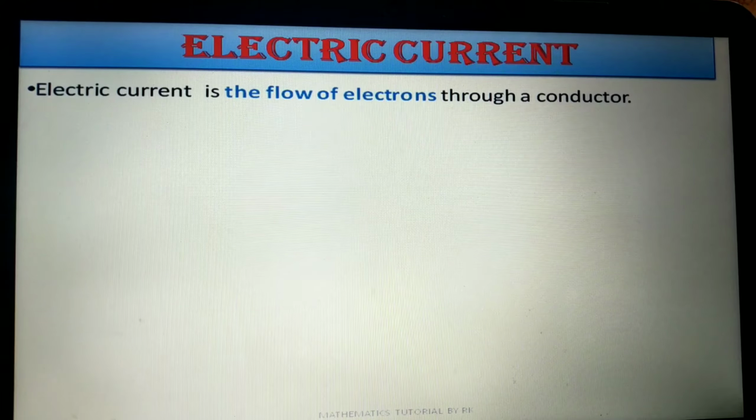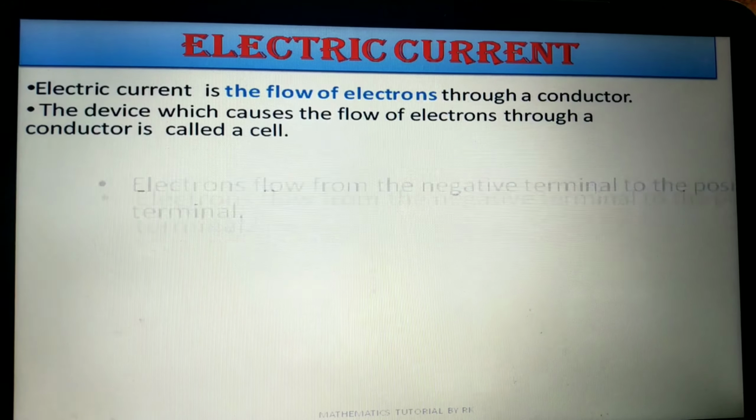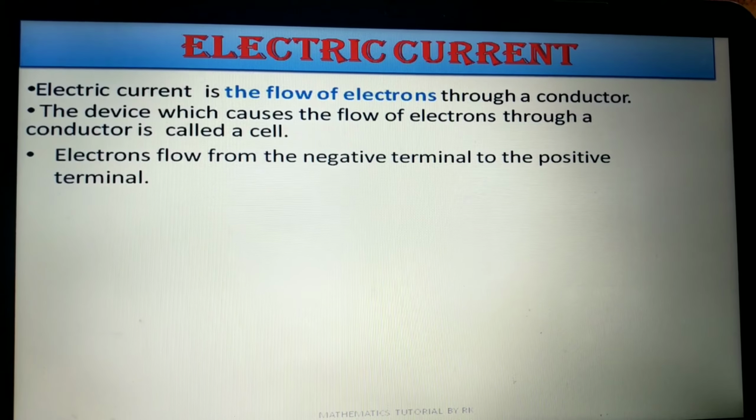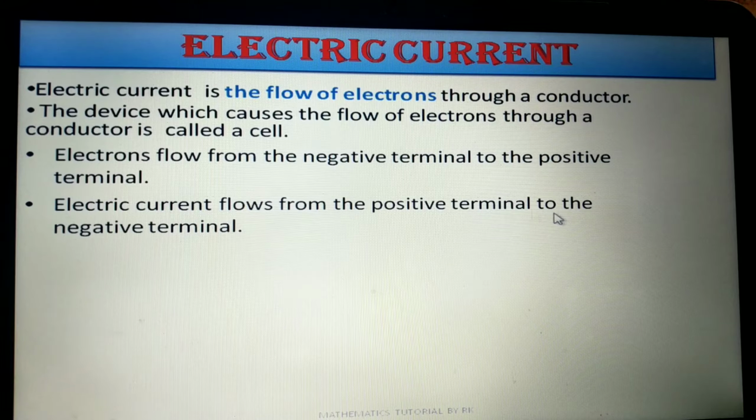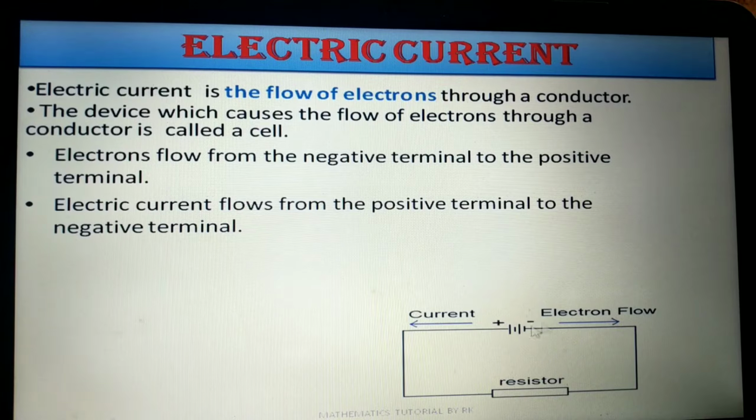Now electric current. Electric current is a flow of electrons through a conductor. The device which causes the flow of electrons through a conductor is called a cell, or we can also call it a battery. Electrons flow from the negative terminal to the positive terminal. Remember, electrons flow from the negative terminal to the positive terminal, whereas electric current flows from the positive terminal to the negative terminal. It means the direction of the electric current and the electrons are opposite to each other. As shown in the figure, the current is passing from positive to negative, whereas electrons are passing from negative to positive.